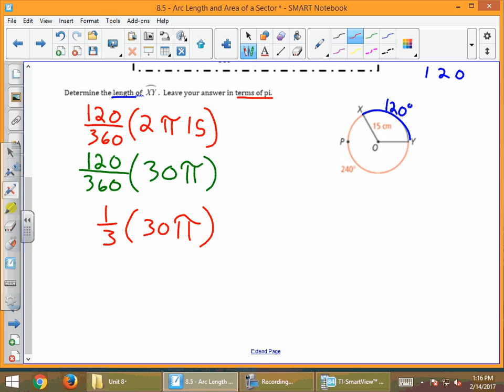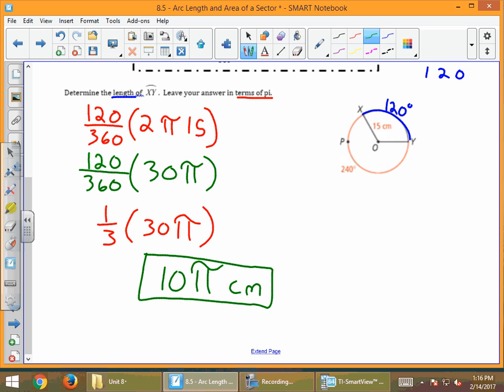Okay, cool. Well, 1/3. Say, I'm not good with fractions. Well, you're lying. If I cut 30 into 3 sections, what is each section? What's 1/3 of 30? 10. So this is my answer. How long is that segment right there? Well, that is 10 pi centimeters. Exactly 10 pi centimeters. Does that make sense? No, but that's the exact answer.